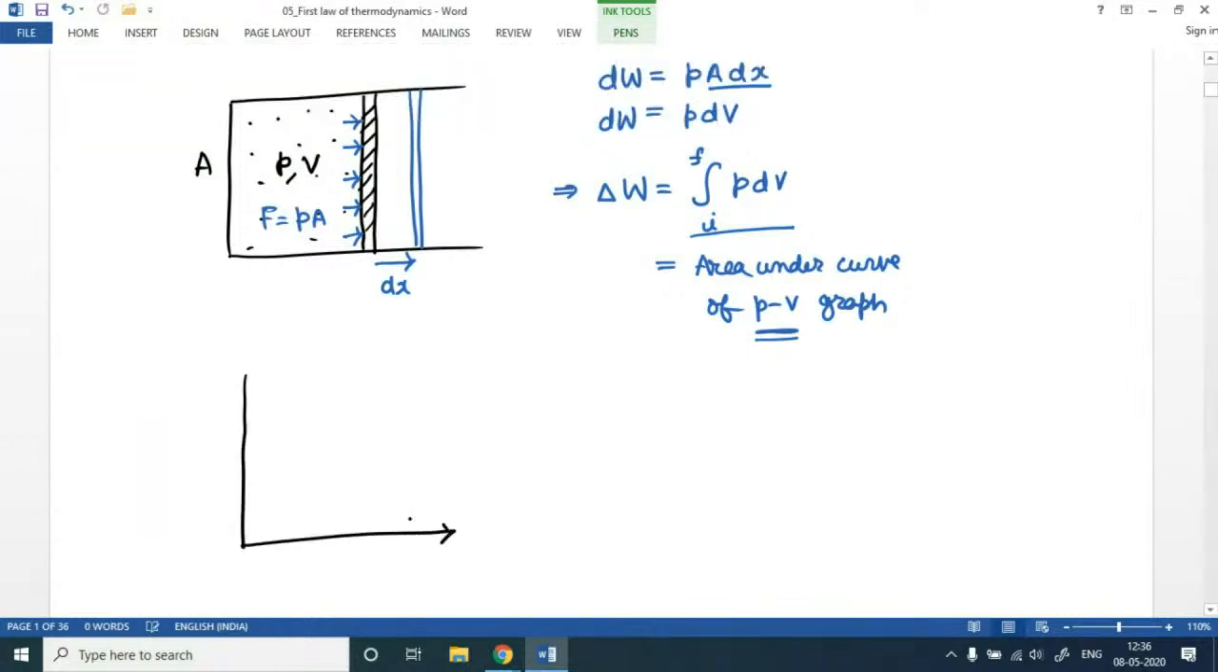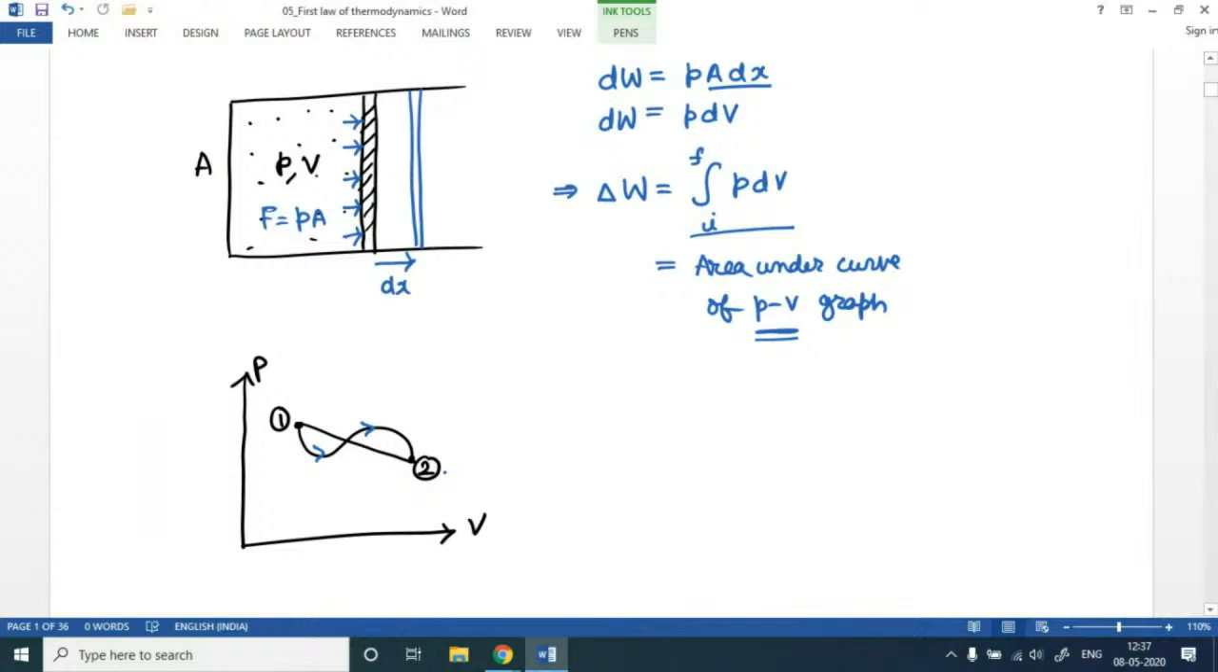For example, this is a P versus V plot, and say this is some state 1 and this is another state 2, and the gas is undergoing a thermodynamic change from state 1 to state 2. So there can be infinite processes connecting these two states. It could be this, it could be this, any type of process is possible. So let's say, for example, through this path, the gas is undergoing a thermodynamic change from state 1 to state 2.